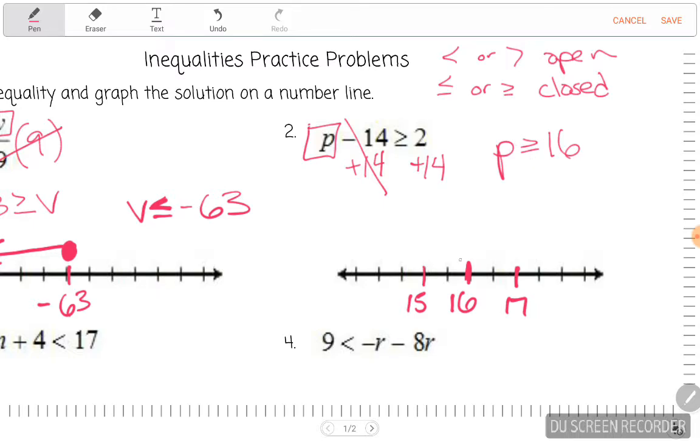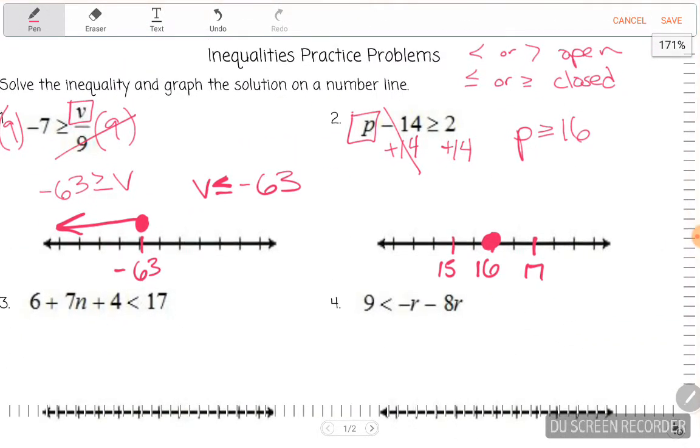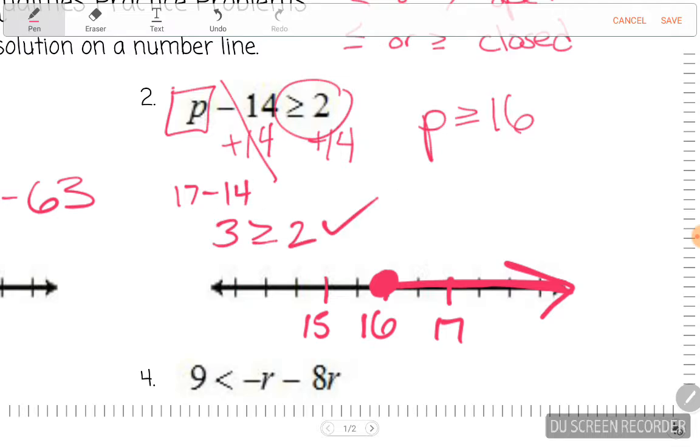So greater than or equal to means we're going to have a closed circle. I'll do this one right on the number line. We can do it on the number line or above, like what's here in number 1. So p could be equal to 16 or p could be greater than 16. So any of these numbers and beyond are going to work. Remember, what we're indicating here is the numbers that are going to make this inequality true. For instance, if I pick 17, 17 minus 14 is 3, and 3 is bigger than or equal to 2. So this inequality stays true.